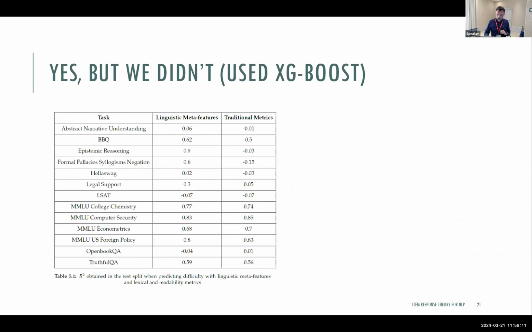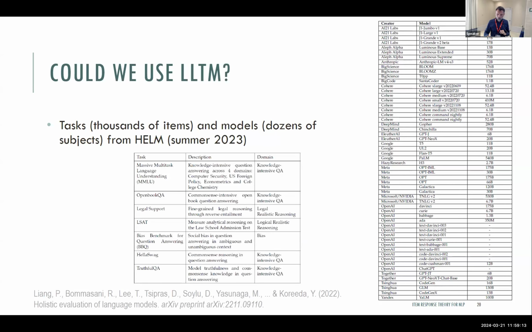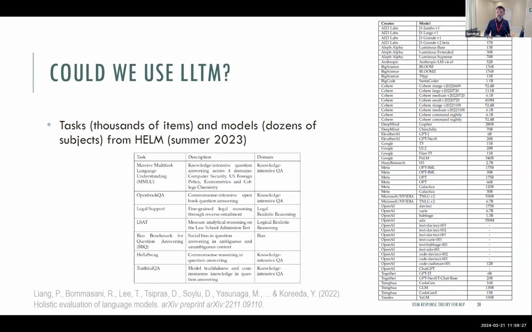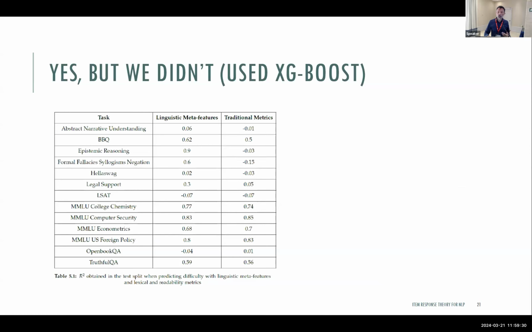So with this, this is the task that we used, and we took them from Helm, and the models are on the right. So it's kind of a wide range of models here. And what we did is, instead of using an LLM model, we did something simpler in this case, which is just we train an XGBoost model on that.